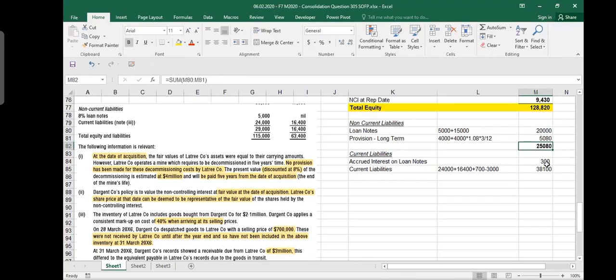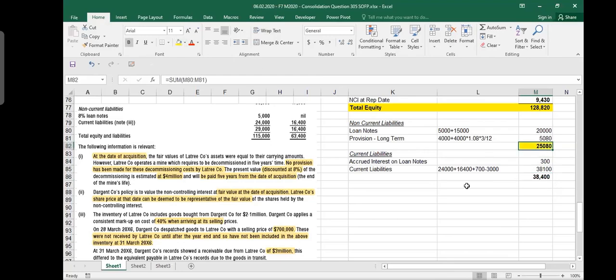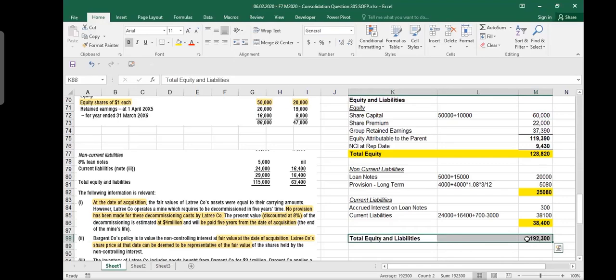This is the total of non-current liability. This is the total of your current liability. Three numbers you should be adding up, and you should say total equity and liabilities is both. You put it here: 128,820 plus 25,020 plus 38,400. And it comes out to be 192,300. This should be equal to the total assets.